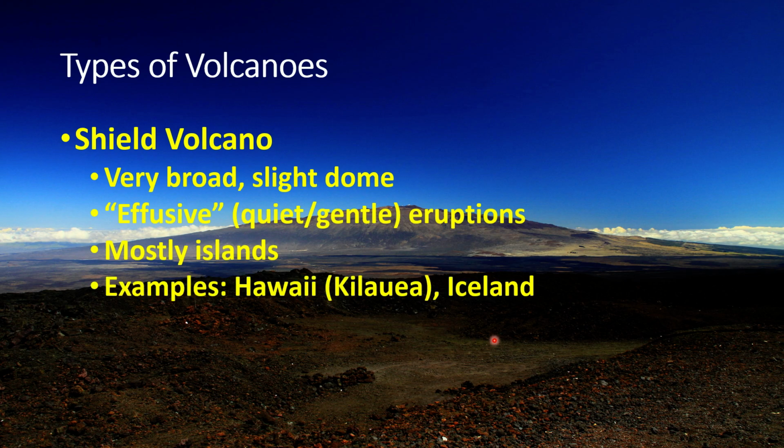Some examples of shield volcanoes: all of the Hawaiian islands are shield volcanoes. Kilauea is the most active of the Hawaiian island volcanoes right now. And then also Iceland is an example of a shield volcano. It's a really, really big shield volcano, but it's the same kind of deal as Kilauea in Hawaii.